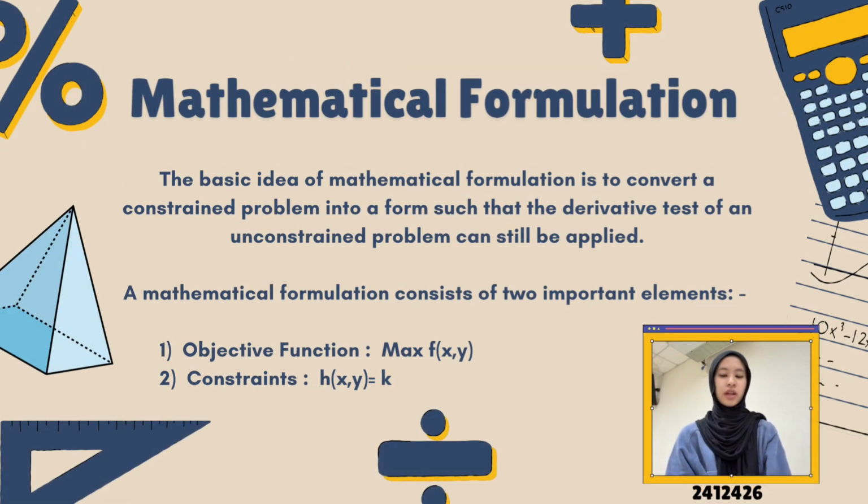And now we will talk about the mathematical formulation. The basic idea of it is to convert a constrained problem into a form such that the derivative test of an unconstrained problem can still be applied. There are 2 important elements in the mathematical formulation. First is the objective function, which defines what we want to optimize, either maximize or minimize, and an example of it is max f(x,y). Second is the constraint, which defines the limitations or conditions of the problem that must be satisfied. An example of it is h(x,y) equal to k.